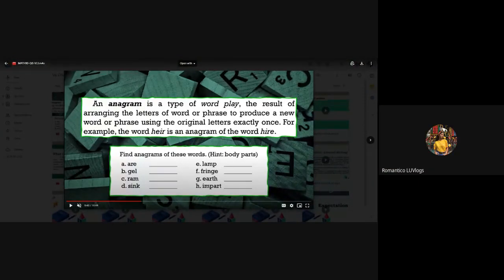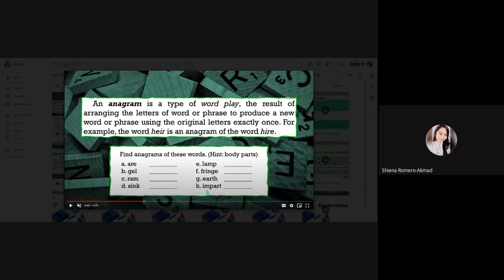Ear. The word is ear. Correct. Letter B, leg. Leg. Letter C, arm. Arm. Letter D, skin. Skin. Letter E, palm. Palm, yes. Letter F, finger. Finger. Letter G, heart. Heart.